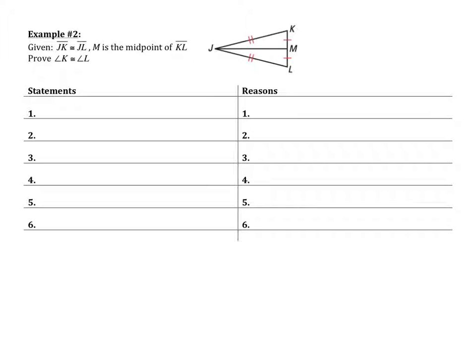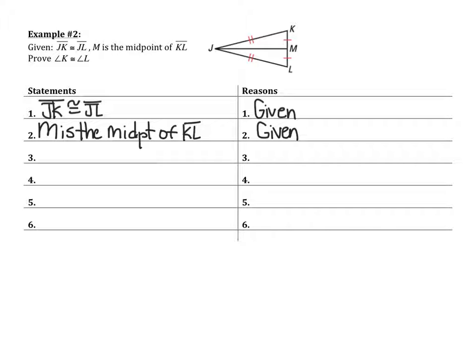So what we're going to first do is prove that these two triangles are congruent, and then prove using CPCTC that angle K is congruent to angle L. Let's first start with our givens. We'll do those at the same time. So we have segment JK is congruent to segment JL, and that was given, and M is the midpoint of segment KL, and that was given. Because I was told that M is the midpoint of segment KL, I know that KM is congruent to LM because of the definition of a midpoint.